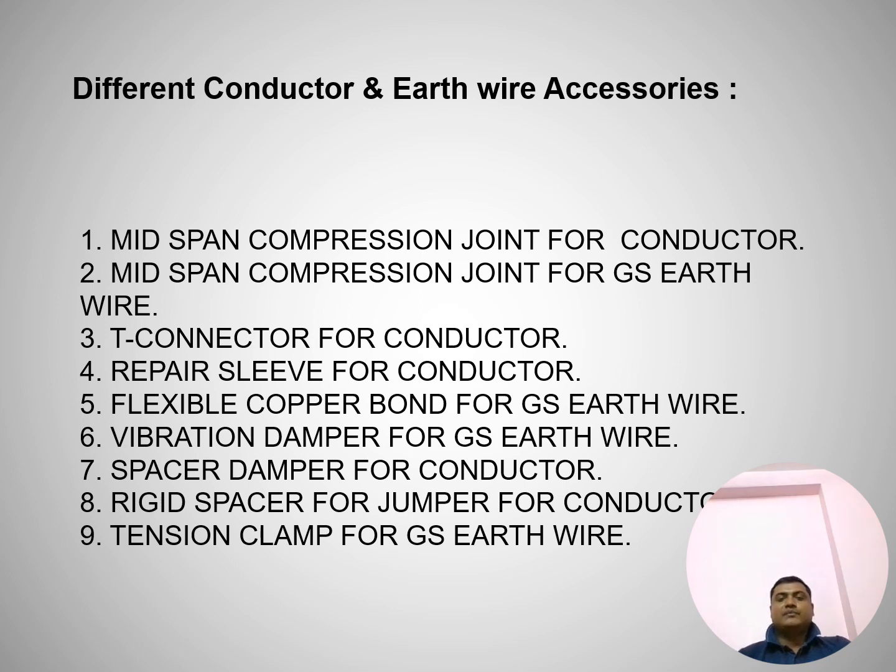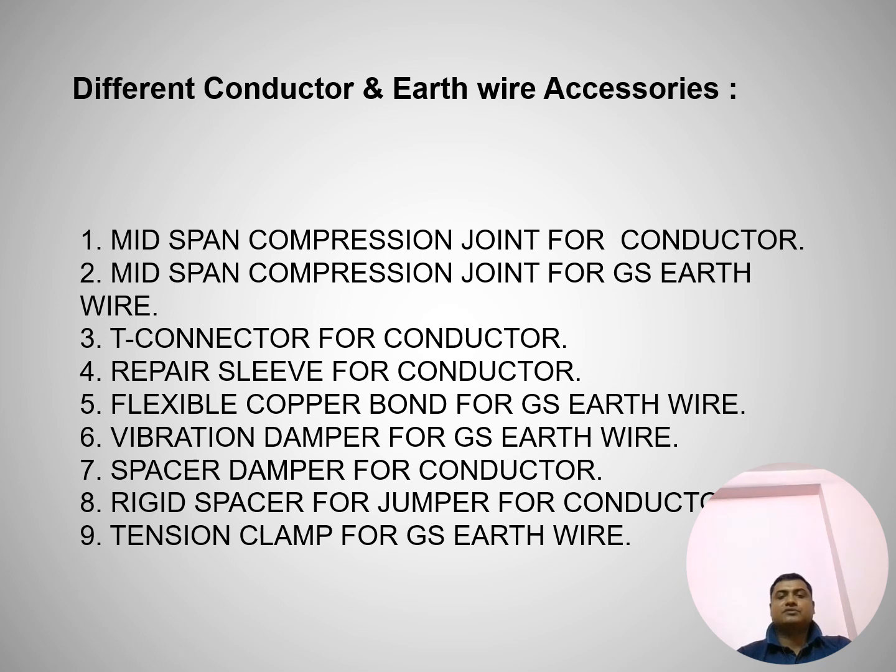Basically, the mid-span compression joint is used to join the conductor in the middle of a span, to join two parts of the conductor. Similarly, the mid-span compression joint for earthwire is used to join earthwire. Repair sleeve: basically, if one or two strands of the conductor are damaged, we use a repair sleeve. Flexible copper bond is used to connect the earthwire with the tower.